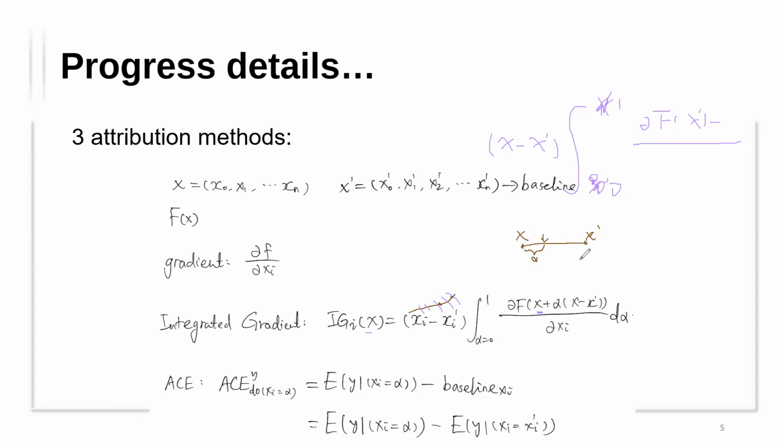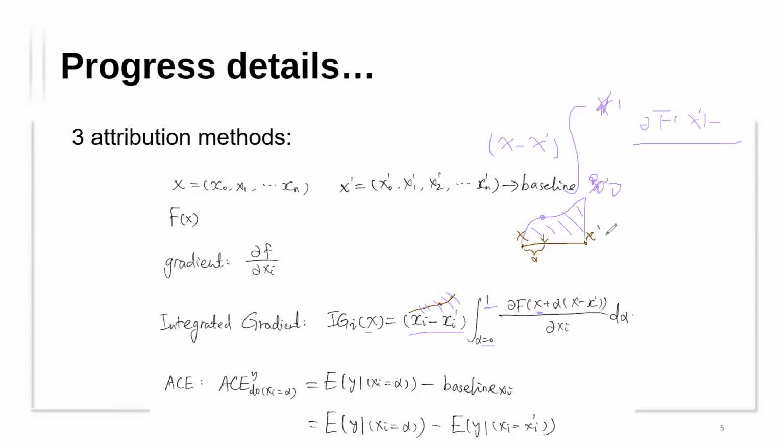This alpha is a very small part of the path. Alpha goes from 0 to 1, starting from x. So the question I'm going to ask is, when it calculates, suppose the shape of f looks like this, does this integration mean the area under the curve?